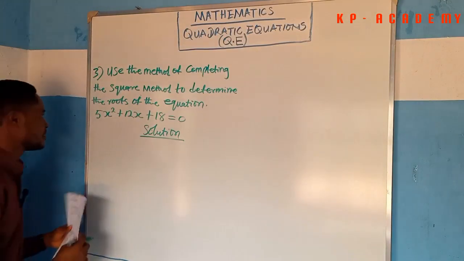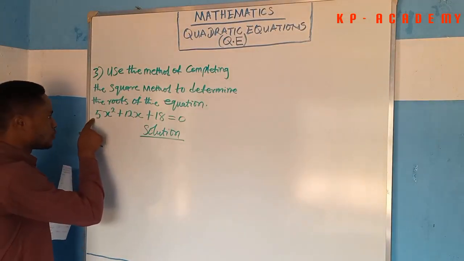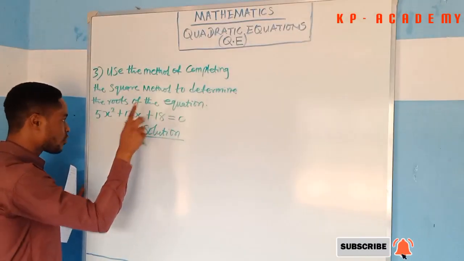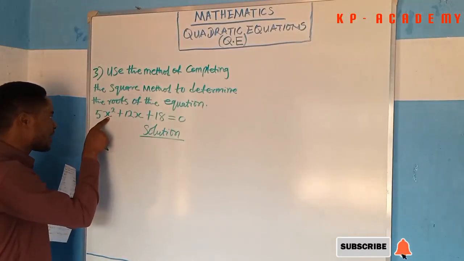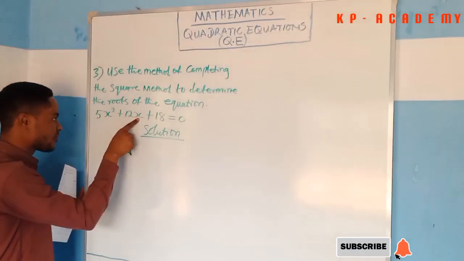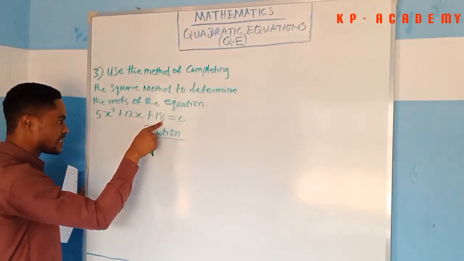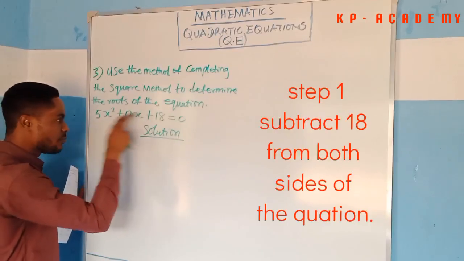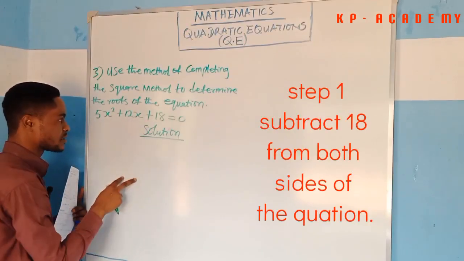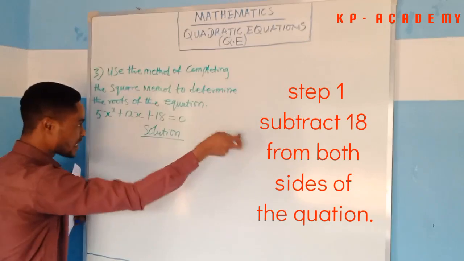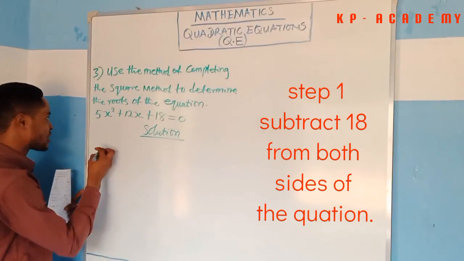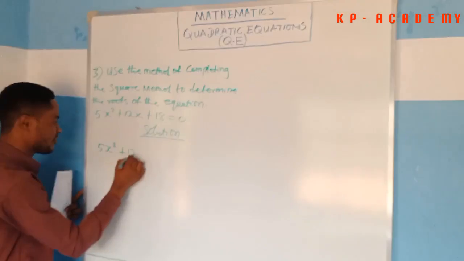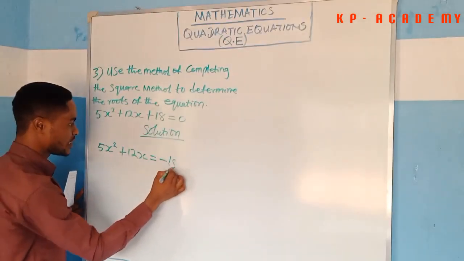The first thing is to subtract the constant from both sides. In this case, I want you to know that the coefficient of x squared here is 5, the coefficient of x is 12, and the constant here is 18. So the first method of tackling a problem like this is subtracting the constant from both sides, or taking this constant to the other side of the equation. And if that happens, I'm going to have that 5x squared plus 12x is equal to minus 18.